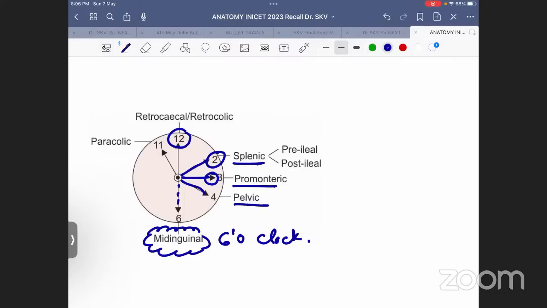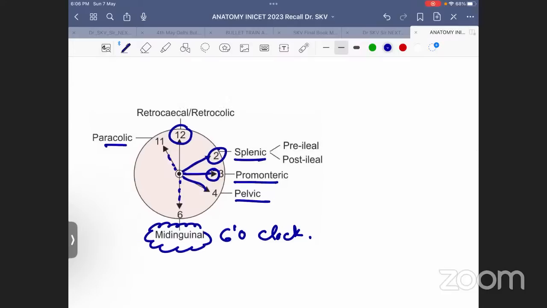Okay, Anupam, retract and depresses glenoid cavity. Remember, it will retract, but it will not depress the glenoid cavity. Okay, fine. And this is the paracolic, which is 11 o'clock.